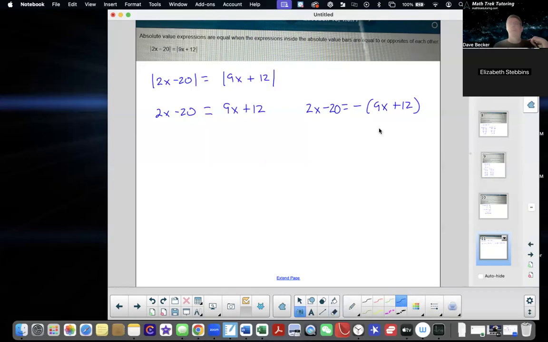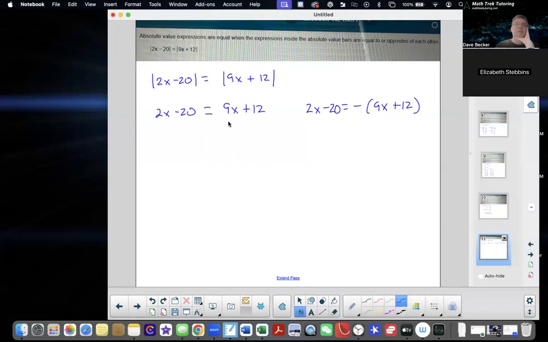Now, I'm not sure how you would like to do it. Some people can look at that and instead of putting the parentheses, they'll immediately write negative 9x minus 12. You just change the sign of both of them. I like to do the parentheses. So whatever floats your boat.